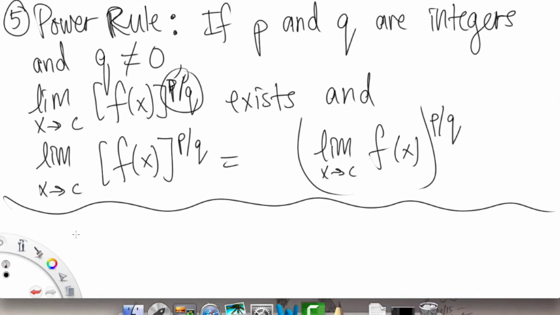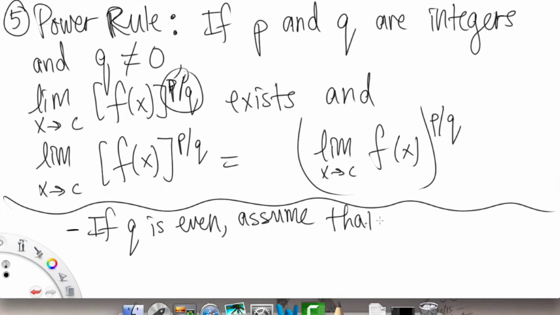So this is the basics of the power rule, but we also have, I'll start on this slide here at the bottom, one case: if q is even, okay, then we have to assume that the limit as x approaches c of f of x is greater than or equal to 0.